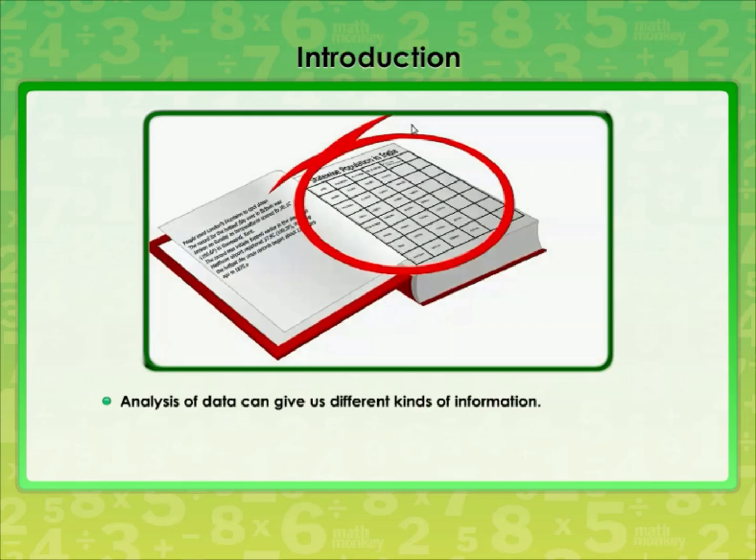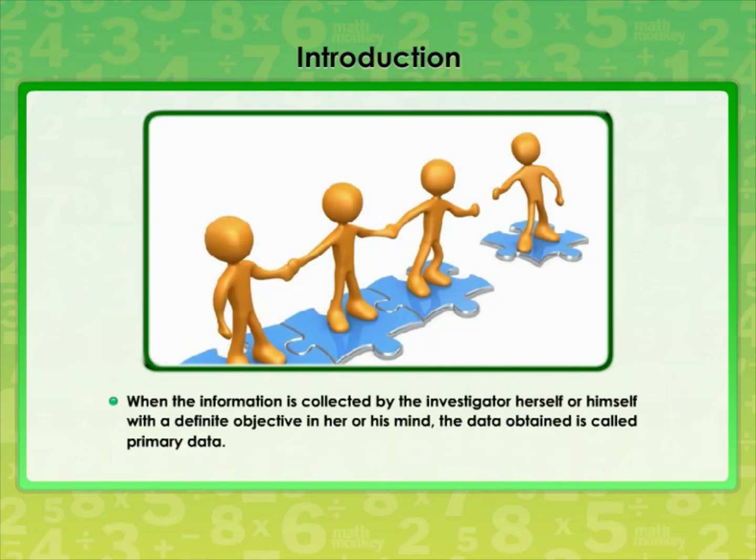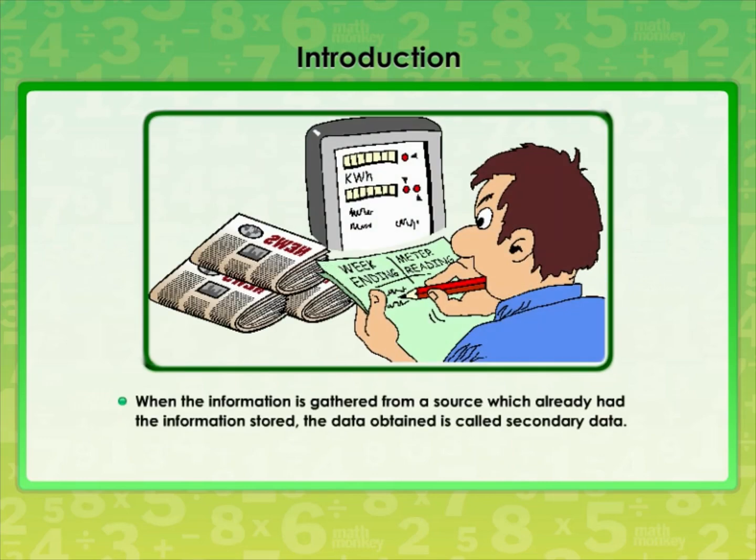Analysis of data can give us different kinds of information. Collection of data not only helps us to keep track of current happenings and trends, but also helps us to predict what might happen in the future. When the information is collected by the investigator himself or herself with a definite objective in mind, the data obtained is called primary data. When the information is gathered from a source which already had the information stored, the data obtained is called secondary data.